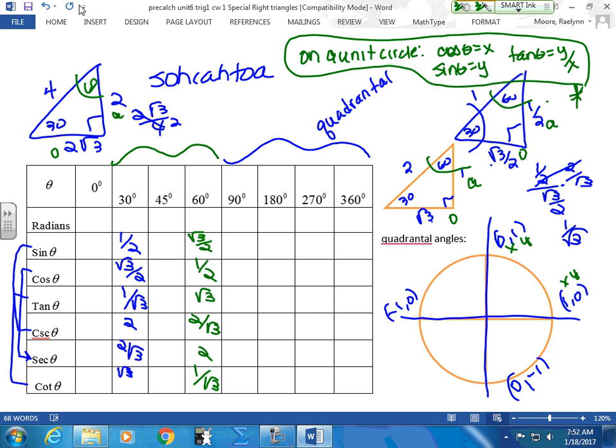So for instance, 90. Let's do the sine of 90. Sine of 90 is what, according to what I just wrote? Sine of 90 is which value? The y value, so that's 1. What's the cosine of 90? 0. So now, tangent is y over x. Oh, can we divide by 0? This is undefined. So tonight for homework, I want you to fill out the rest of the sheet. The quadrant angles should be okay. Use this information. And the 45, 45, pick any one you want and do that.